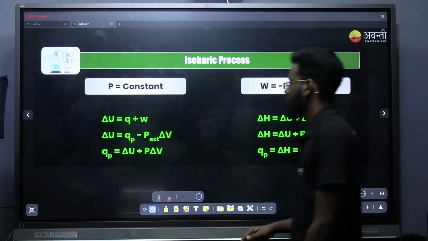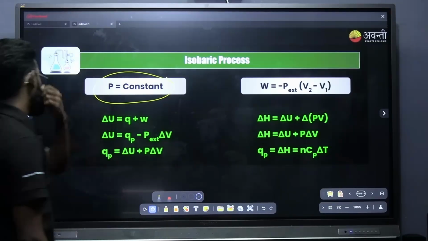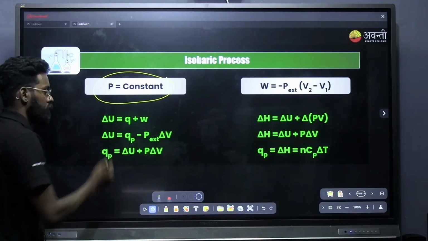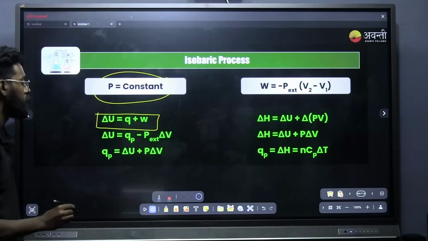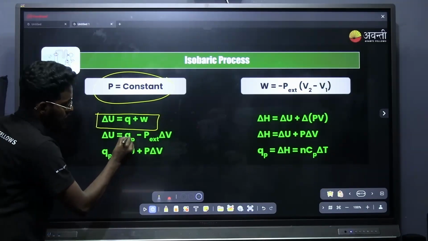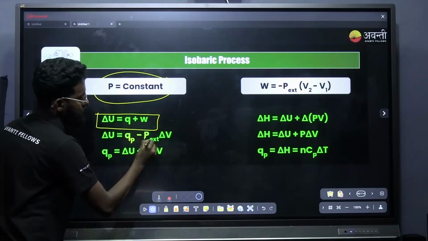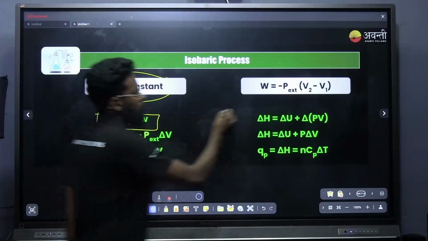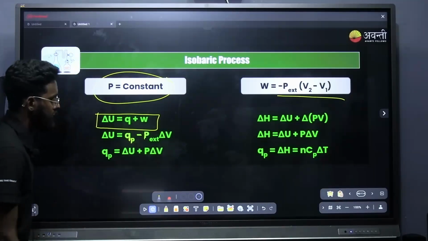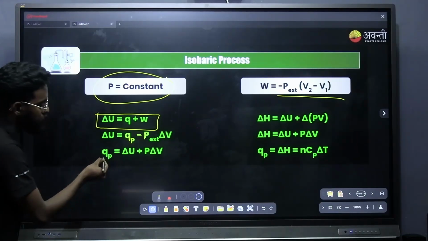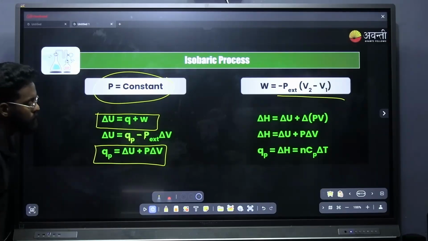For the isobaric process, pressure is constant. Now I am applying the first law of thermodynamics. Delta U is equal to Q plus W. As the pressure is constant, the Q will be QP. QP minus P external into delta V, as work done will be P external into V2 minus V1. So QP will be equal to delta U plus P delta V.